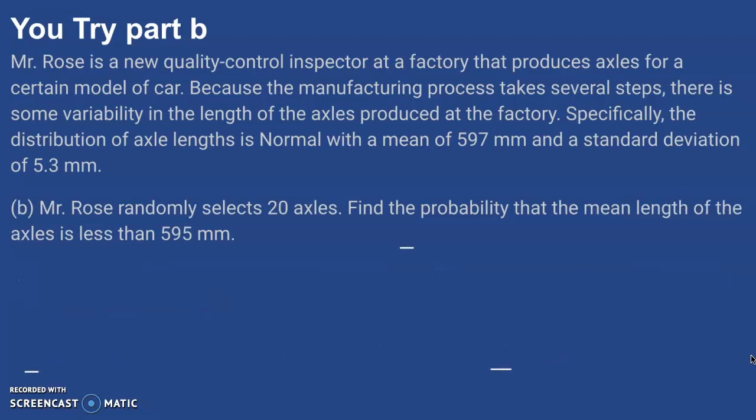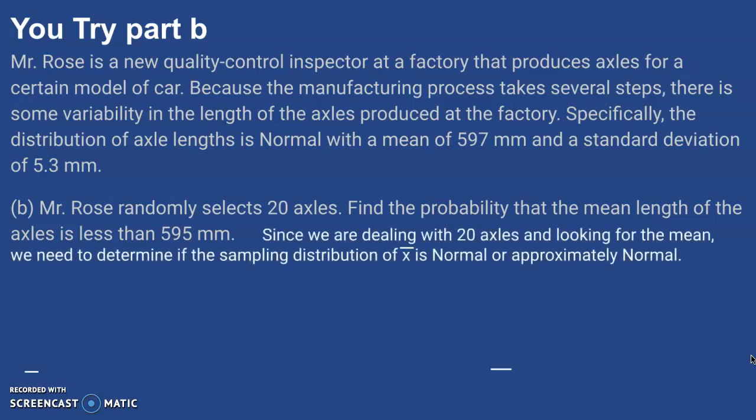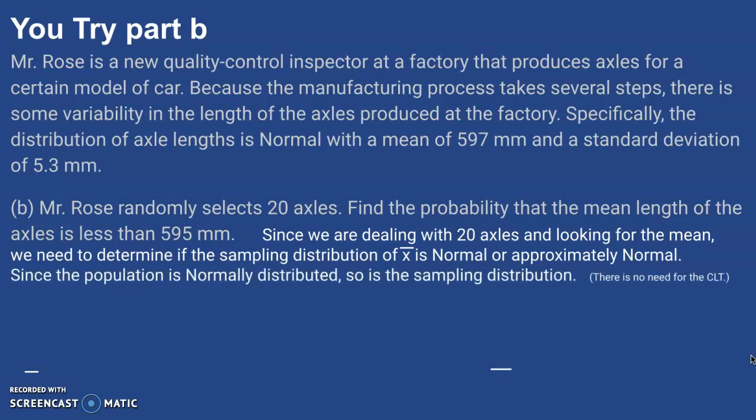All right, here's part B. Mr. Rose randomly selects 20 axles. Find the probability that the mean length for the axles is less than 595 millimeters. Since we're dealing with 20 axles and looking for the mean, we need to determine if the sampling distribution of x-bars is normal or approximately normal. Since the population is normally distributed, we know the sampling distribution is also, and there's no need to use the central limit theorem.